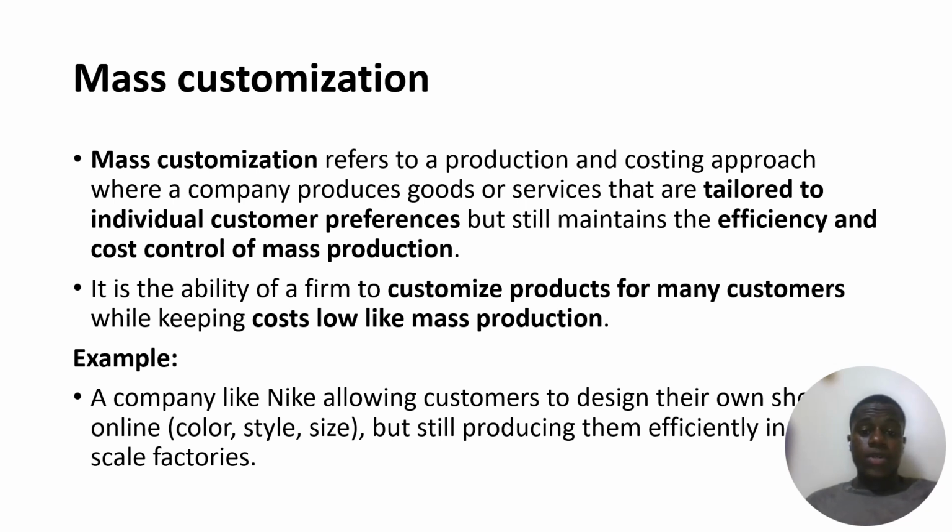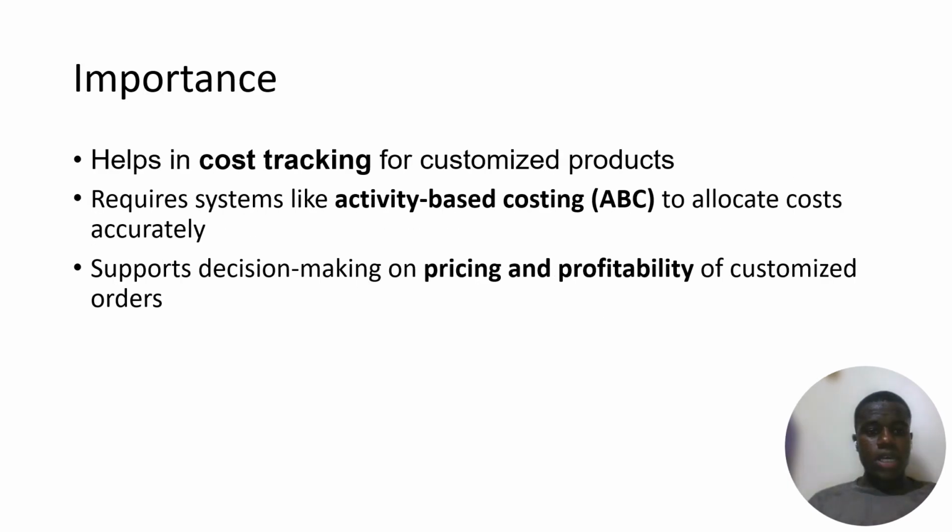Mass customization refers to a production and costing approach where a company produces goods or services that are tailored to individual customer preferences, but still maintains the efficiency and cost control of mass production. It is the ability of a firm to customize products for many customers while keeping costs low like mass production. For example, a company like Nike allowing customers to design their own shoe online, color, style, size, but still producing them efficiently in scale factories.